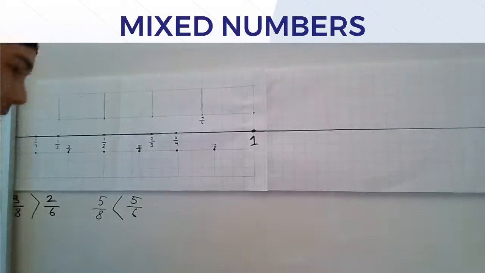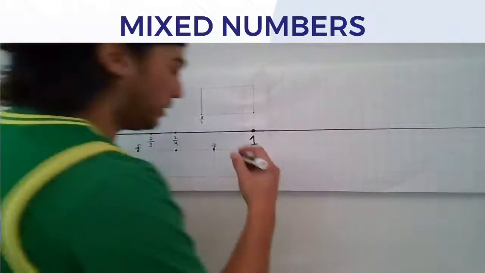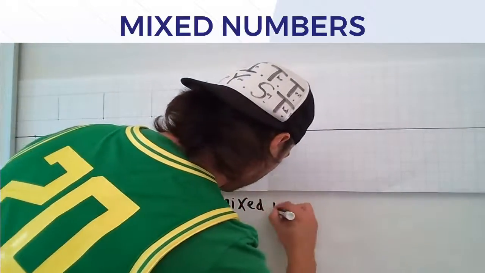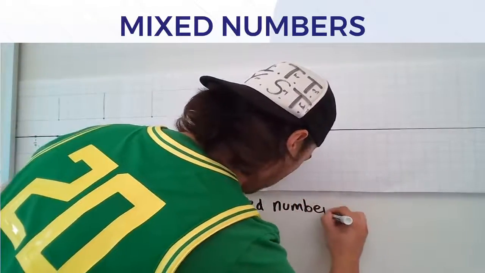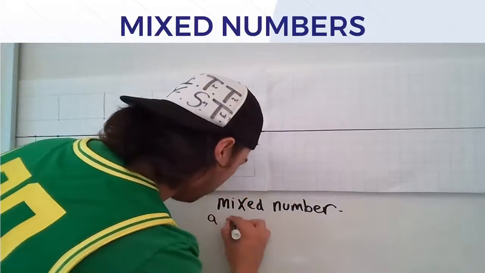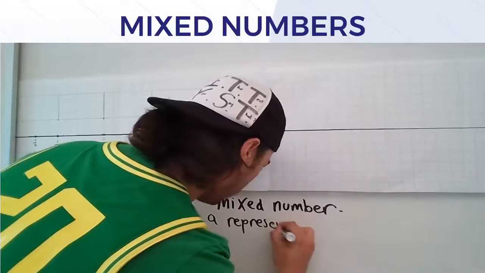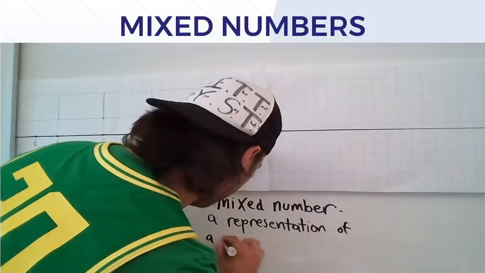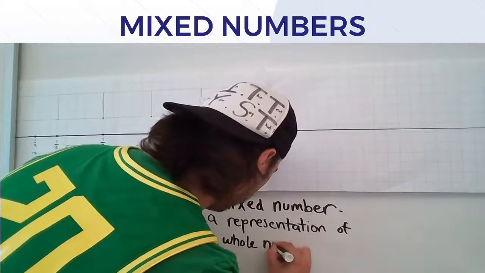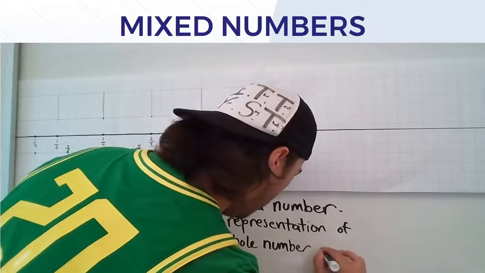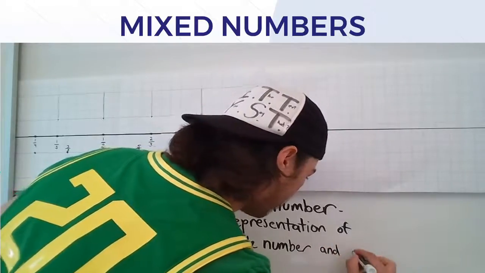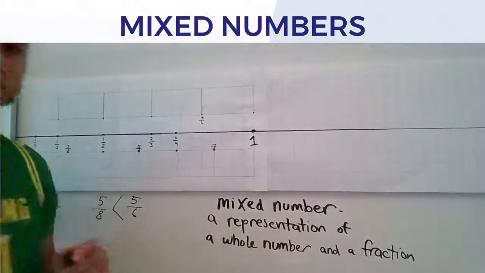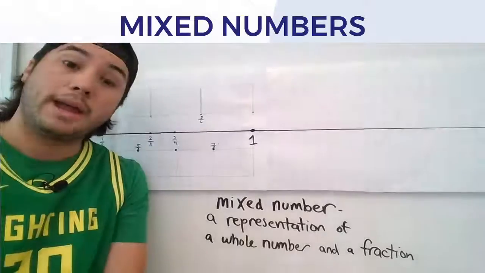So a mixed number we're going to define as, and I'm going to write it right below here because we can still see it, a mixed number is a representation of a whole number and a fraction. A representation of a whole number and a fraction.